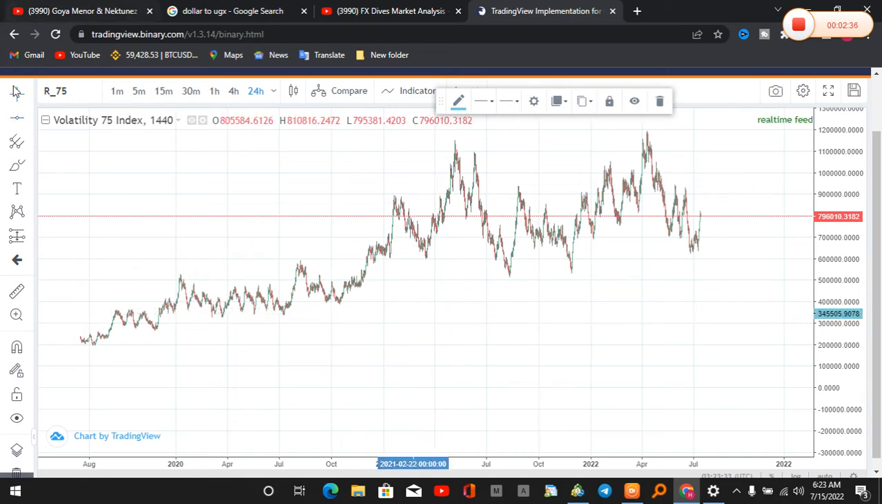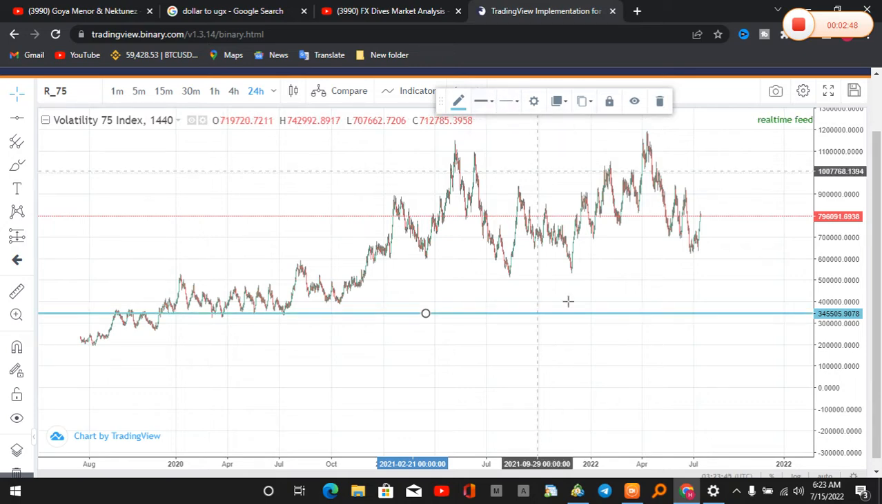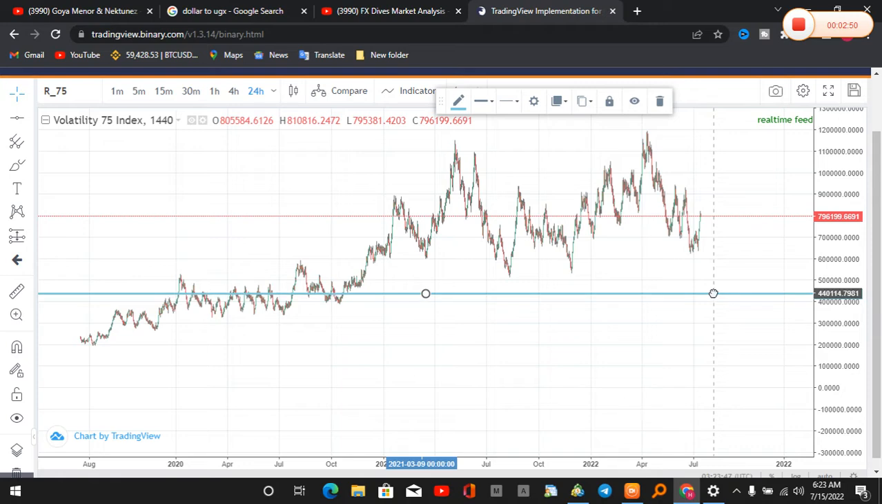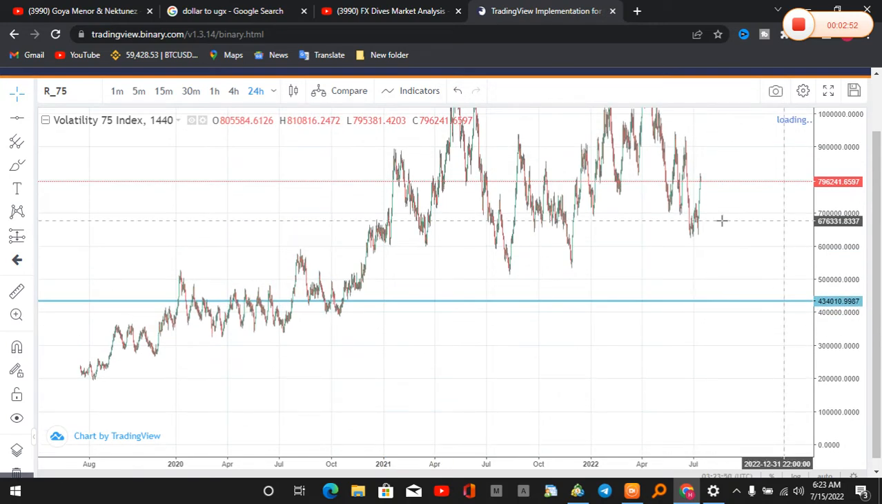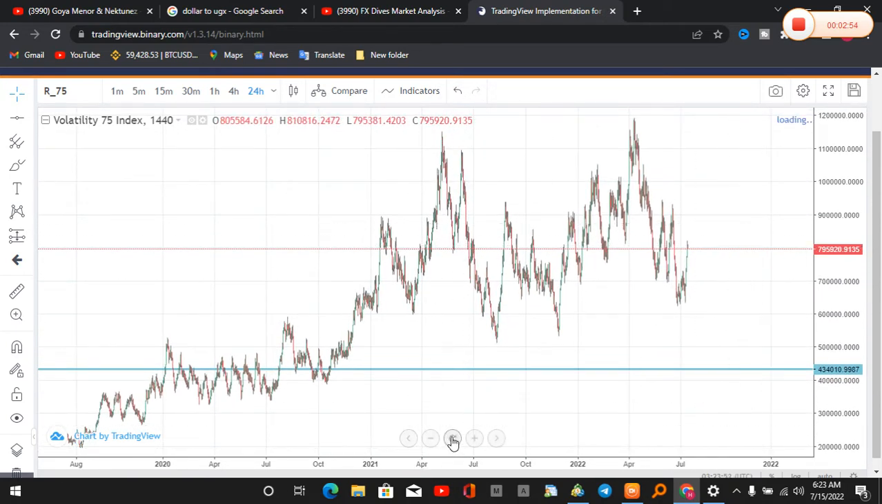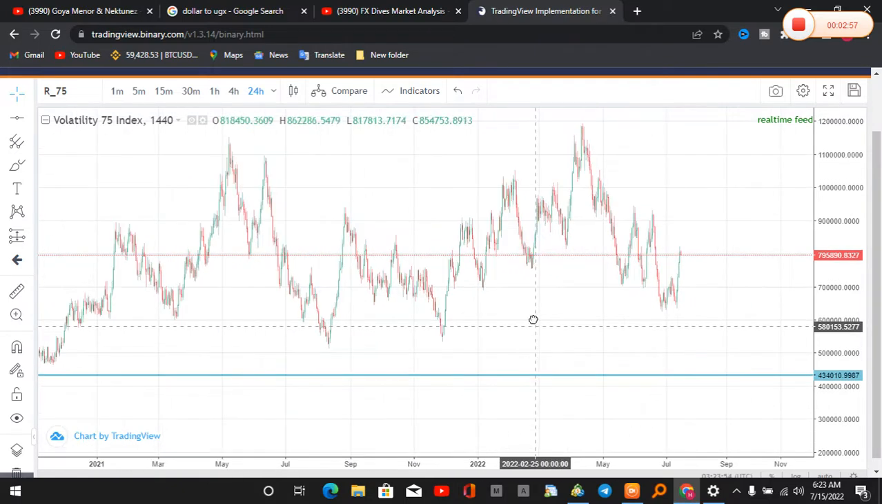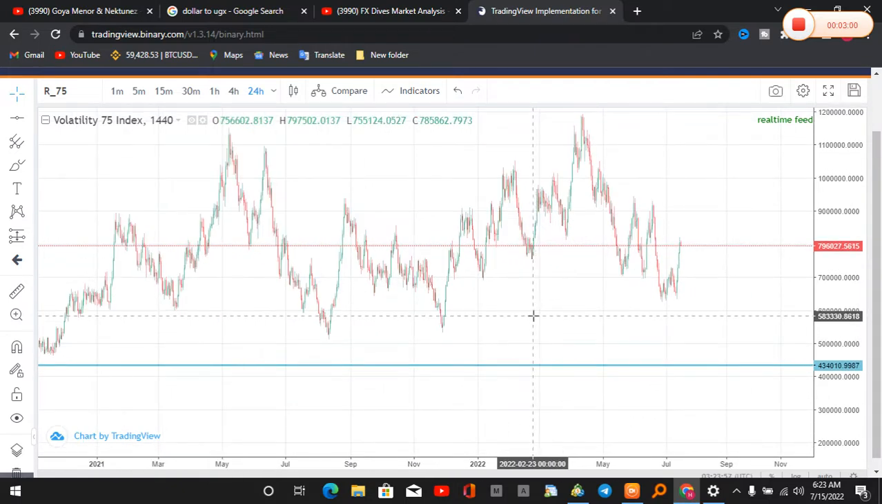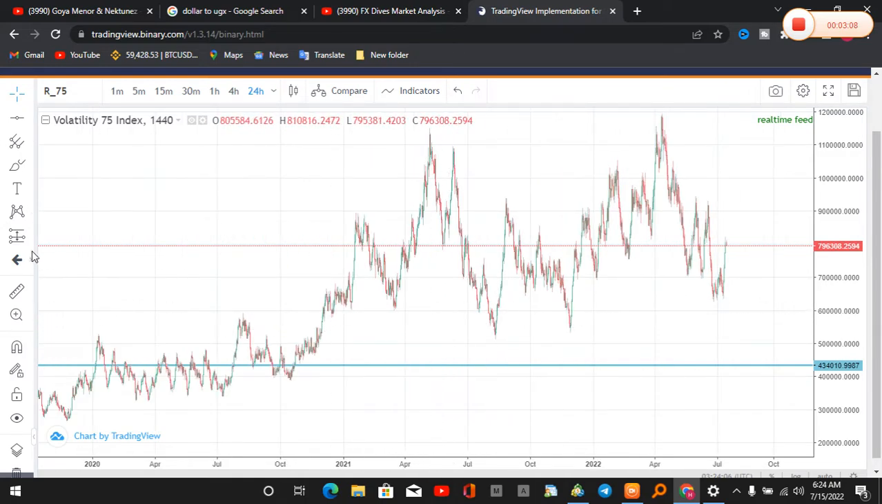So I'm going to start analyzing this pair. What we start focusing on is identifying the major market key levels, like where the market is respecting more times. So those are the levels we're going to be focusing on.